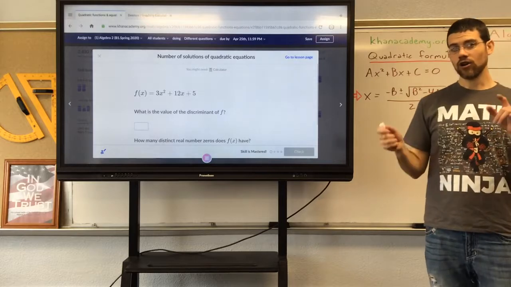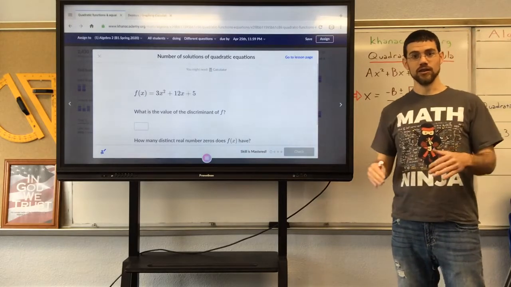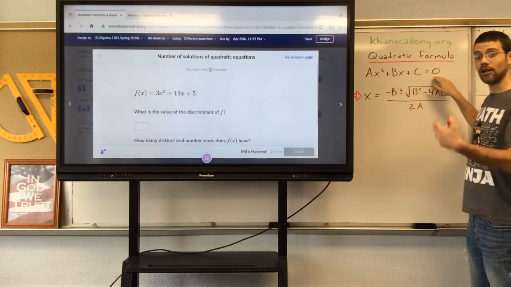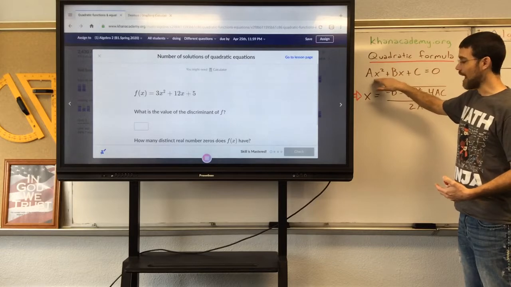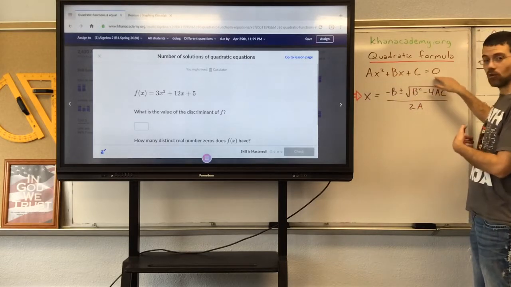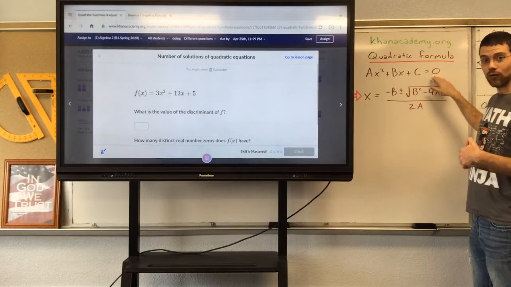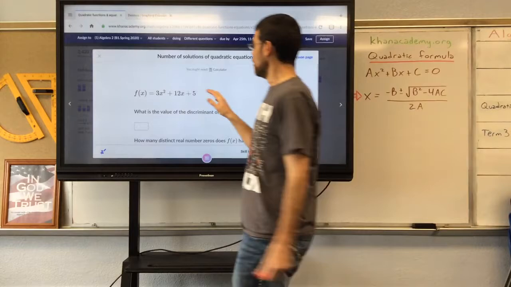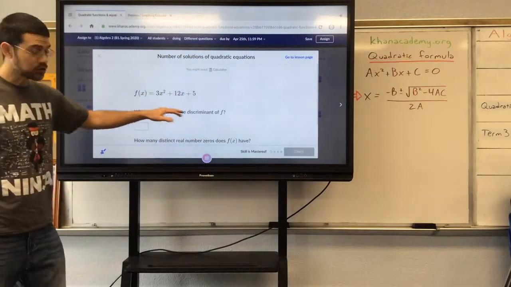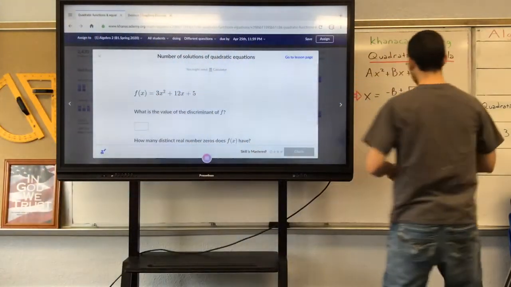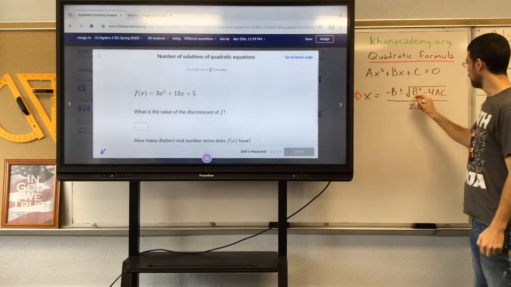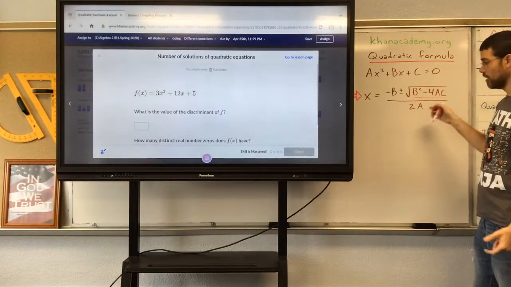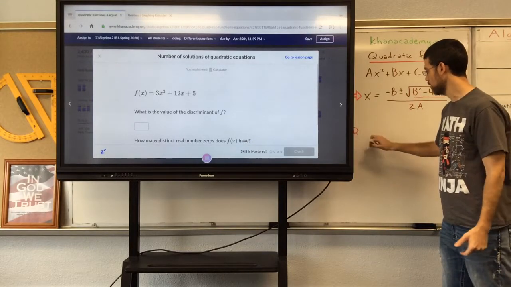Zeros are where the function crosses the x-axis, because the function is giving you y values. For whatever x you put into the function, it's giving you a y value. So if we're finding out where the y value is 0, that happens on the x-axis. Fair enough. So the discriminant is part of the quadratic formula. It's right here. This part right here, just the stuff under the square root, is the discriminant. We'll write that.